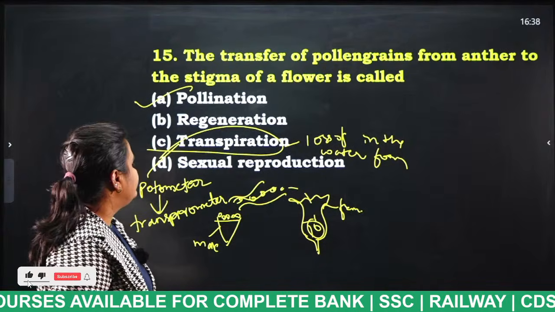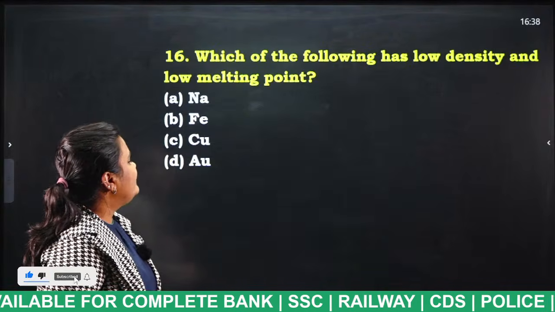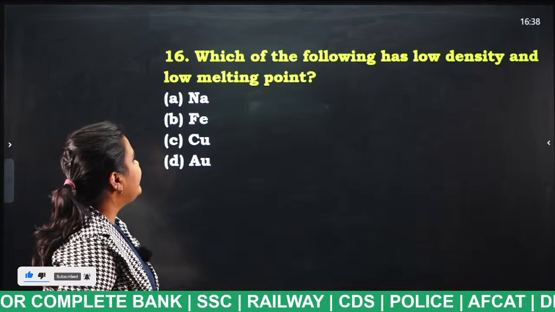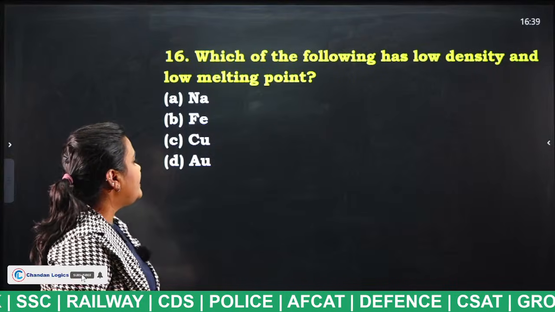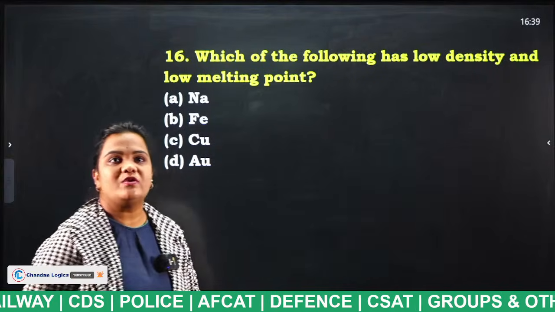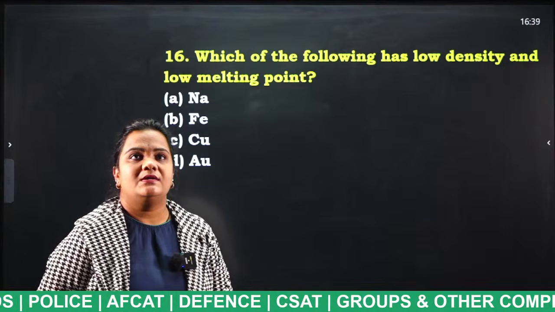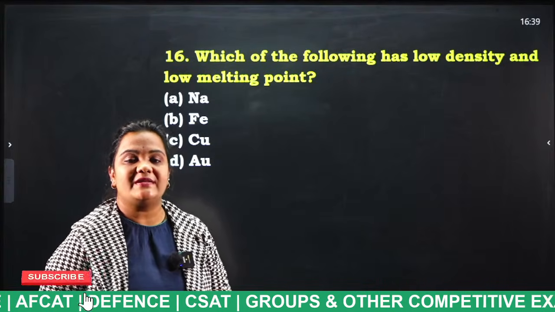Next. Which of the following has low density and low melting point? Sodium, ferrous, copper, or... tell me students, what is the answer for this question?